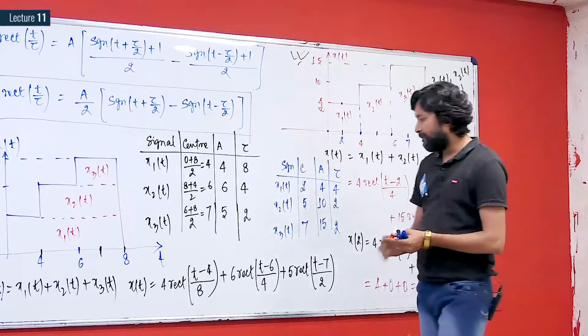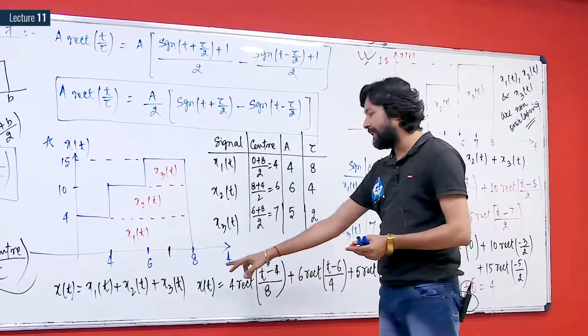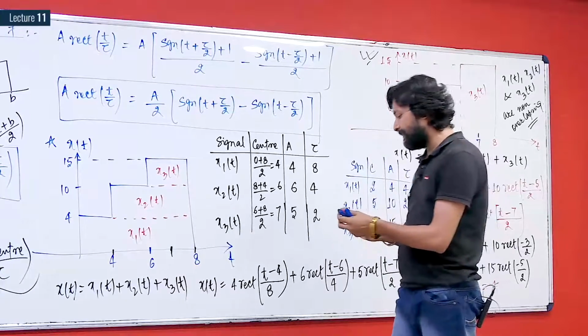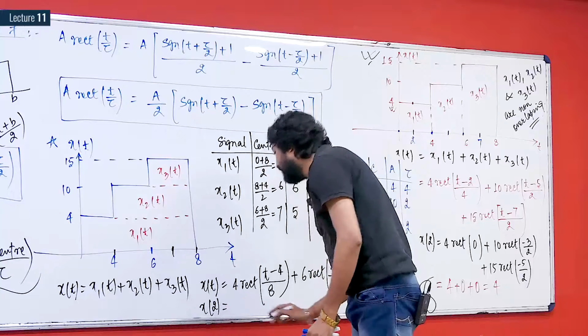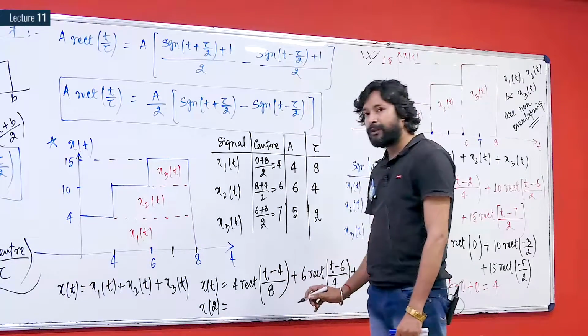Similarly, if you follow this relation to identify the value of x of 2, you can see the value of x of 2 here. If you are following this relation, then if you put t equals 2.